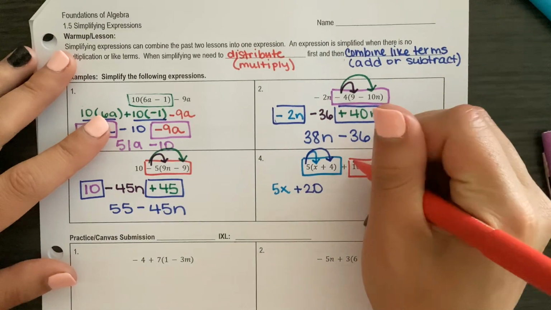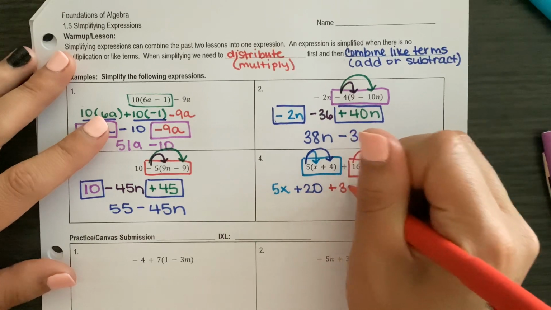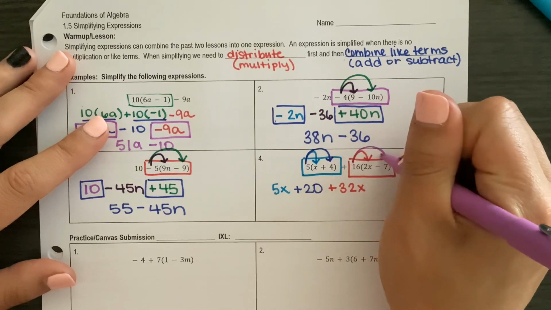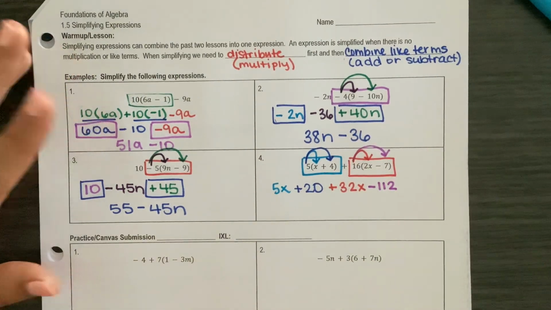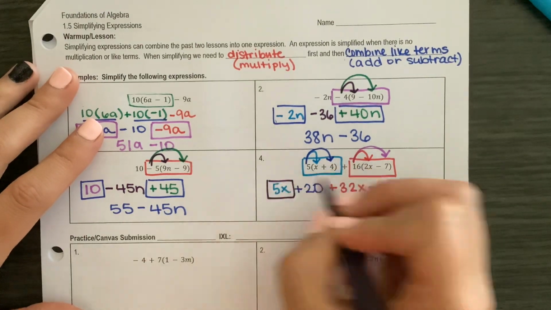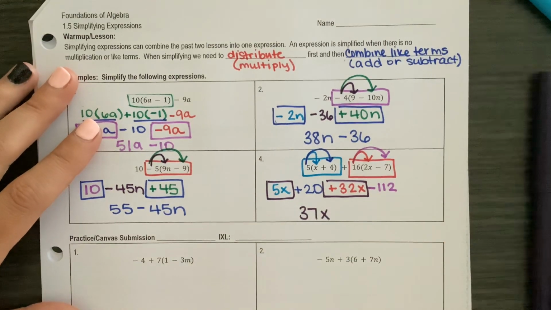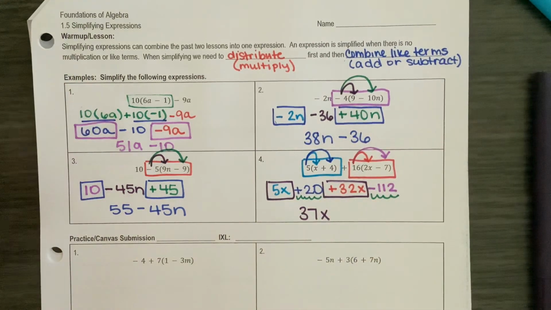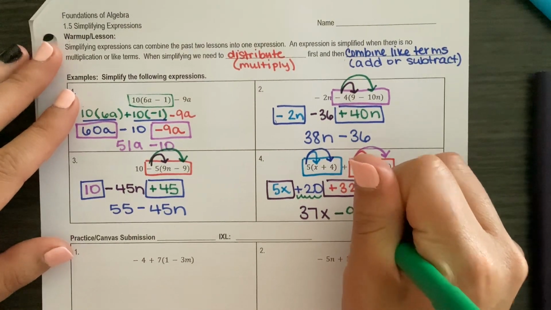Now I got to go to my reds. So 16 times 2x is a positive 32x. Then I'm going to take my 16 and multiply it by a negative 7, which is a negative 112. Again, you guys are using your calculators. Okay, now go through and match. I have a 5x and a 32x. When I add those in my calculator, I get 37x. I have two plain old numbers. I have a positive 20 and a negative 112. When I combine those, I get a negative 92.